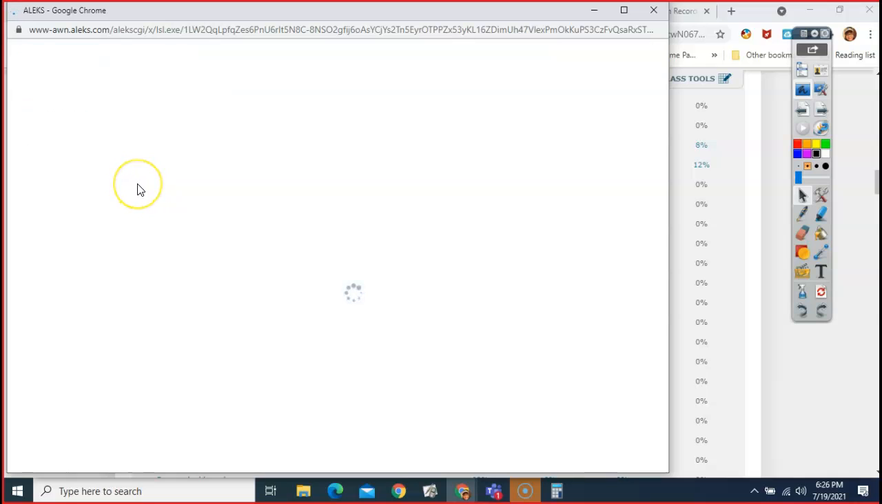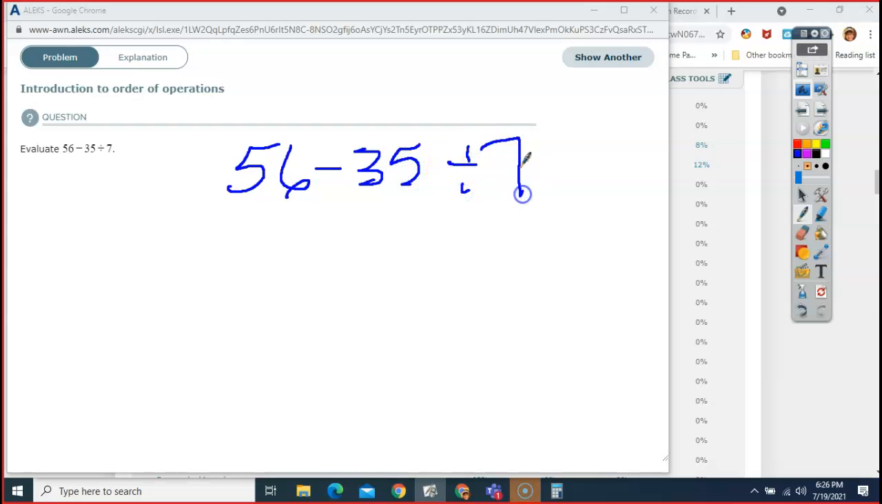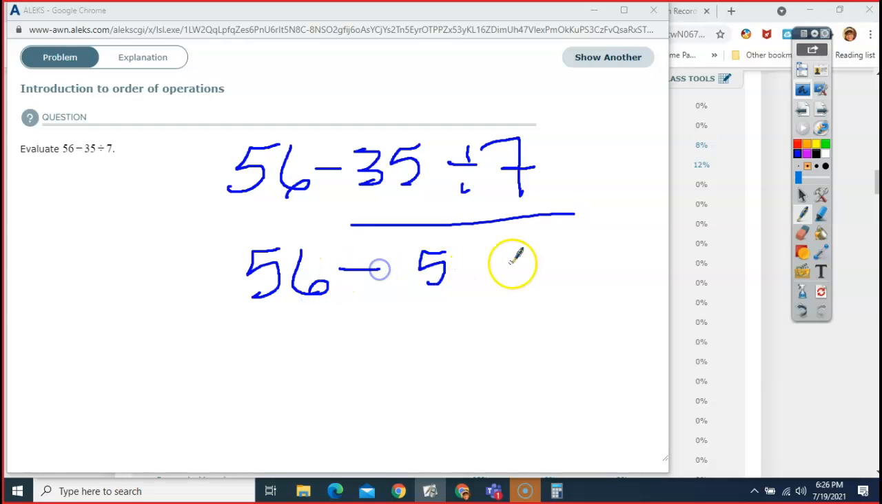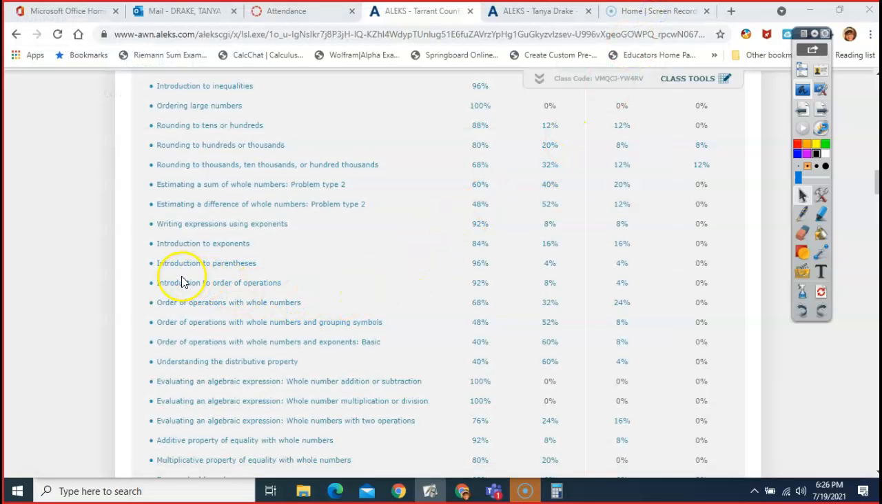All right, so here's another. We would definitely do 35 divided by 7 first. So this is 56, in case you can't see it. 56 minus 35 divided by 7. This has to come first. So 35 divided by 7 is 5. So basically we're looking at 56 minus 5, which is just 51. Okay, so like I said, when you start off with this, they give you just multiplication, adding, and subtracting.